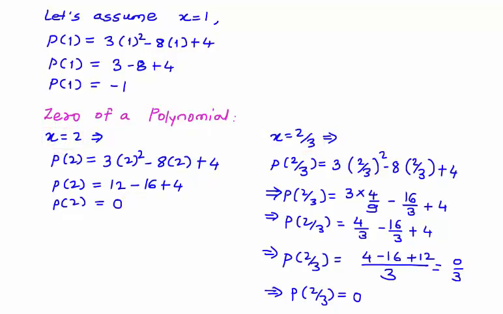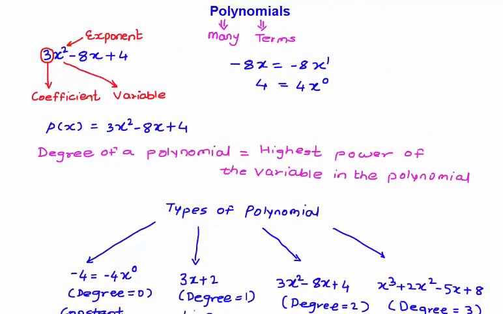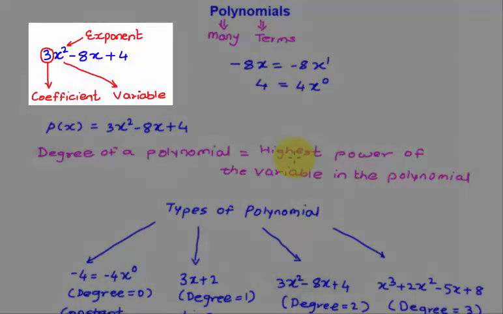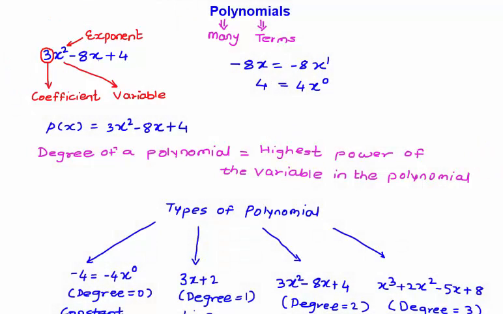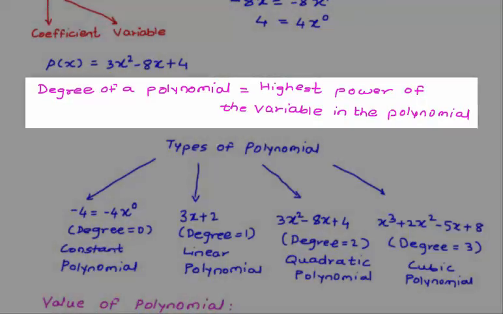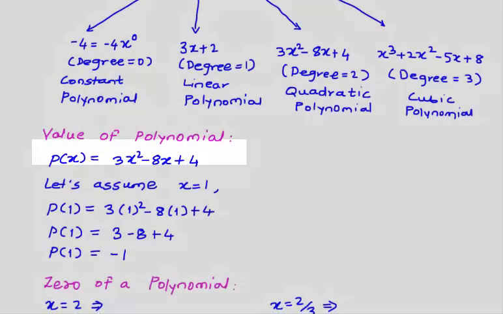So in this video we discussed what is meant by a polynomial, then various components of the polynomial, then the categories of the polynomial depending upon the degree of the polynomial, and finally we calculated the value and zero of a polynomial.